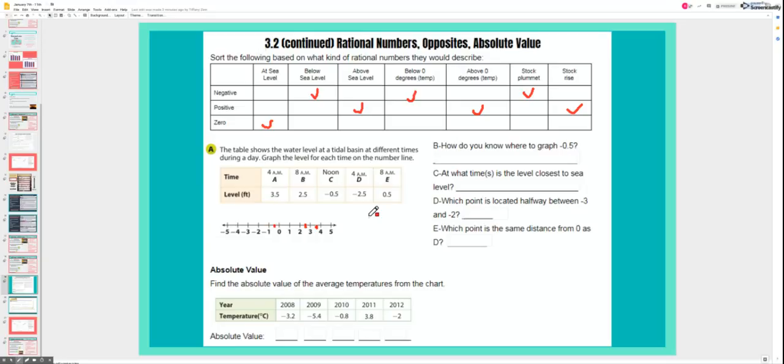I'm not labeling them, I probably should have, but negative 2.5, so in between negative 2 and negative 3, so right here, and then positive 1/2, so that's between 0 and positive 1. So there's your dots. And then over on the side where it says B, C, D, E, those are questions about this graph. It says, how do you know where to graph negative 0.5? And if you were listening when I graphed it, I told you that any half number means it's between two whole numbers, and 0.5 is between 0 and negative 1.